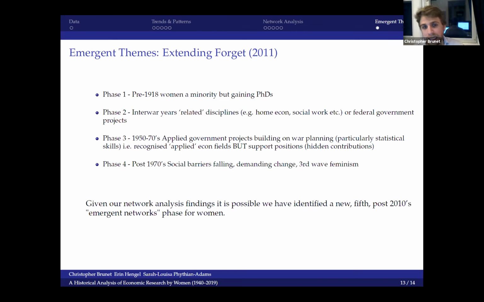Phase 2 would be the interwar years, so during and after World War II. Women were funneled into related disciplines, not economics per se, but things like social work or home economics or federal government projects, and were largely used as cheap labor and cheap computing power. In phase 3, which would be the 1950s, 60s, and 70s, women started really showing up in applied economics fields, but often in support positions. So once again, we found a lot of women that were lifelong assistants or lifelong RAs.